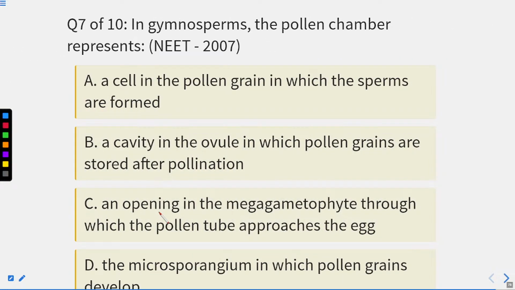Next question. In gymnosperm, the pollen chamber represents what? A, a cell in the pollen grain in which the sperms are formed. B, a cavity in the ovule in which the pollen grains are stored after pollination. C, an opening in the megagametophyte through which a pollen tube approaches the egg. And D, the microsporangium in which pollen grains develop. Please note this down. This is one of the very important questions and it has been asked in NEET 2007.